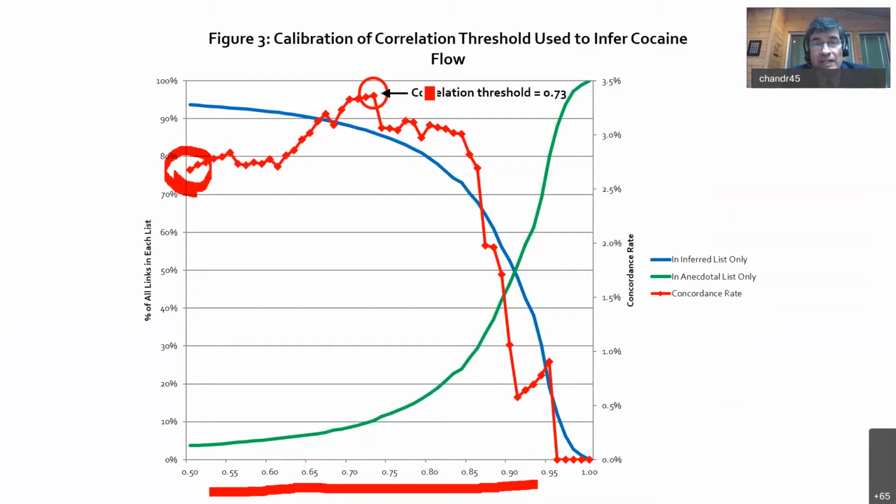And what we found is a correlation of 0.73. Okay, so that's a measure of how much in lockstep these prices need to move. A correlation of 0.73 gave us the maximum concordance between the inferred list that was generated by that threshold and the anecdotal list. Okay, so what did we do? We concluded that we're going to choose a correlation threshold of 0.73.